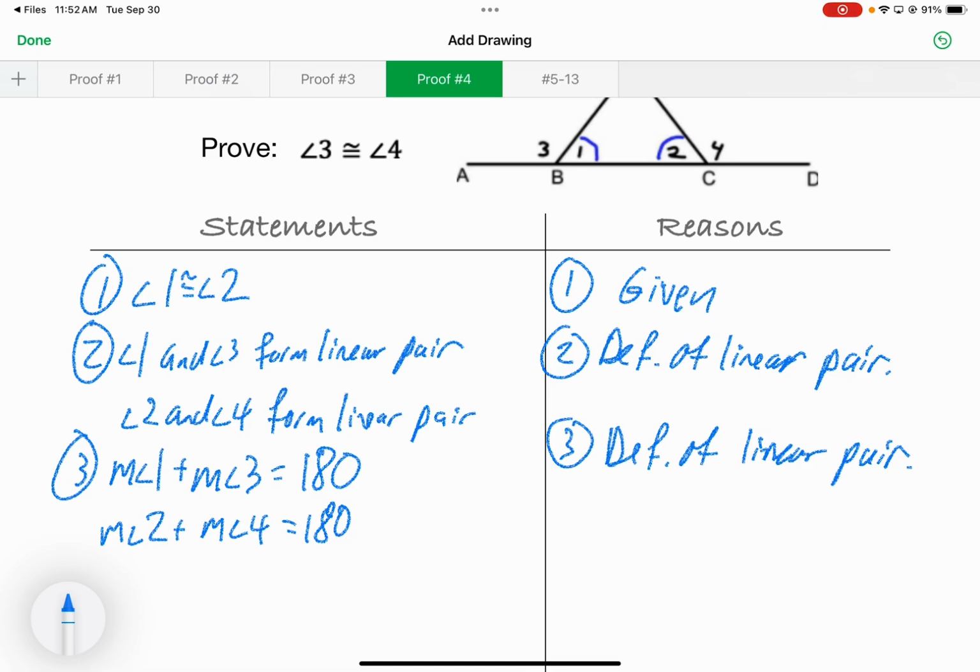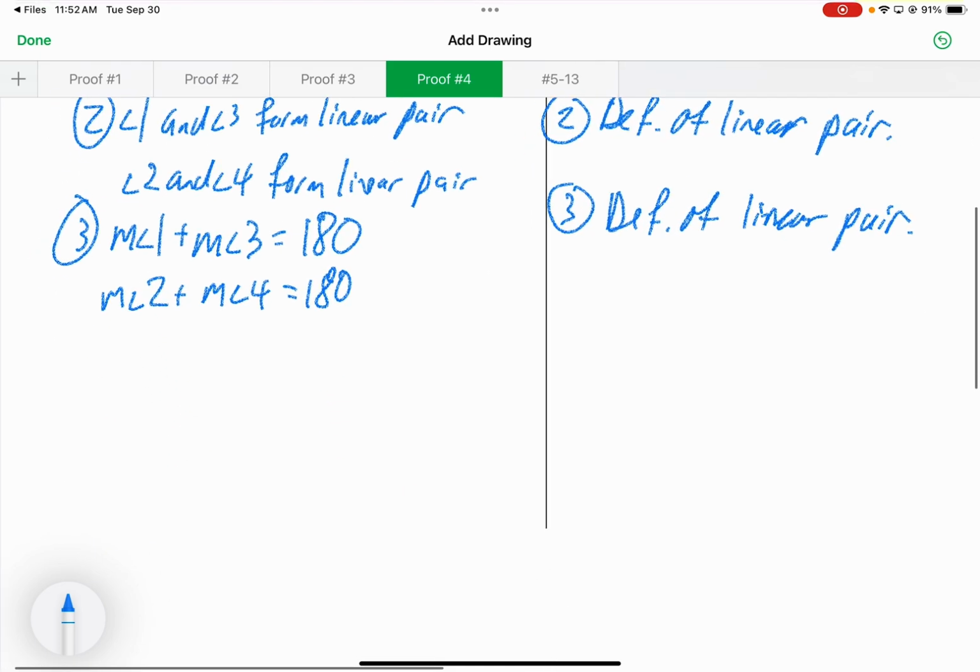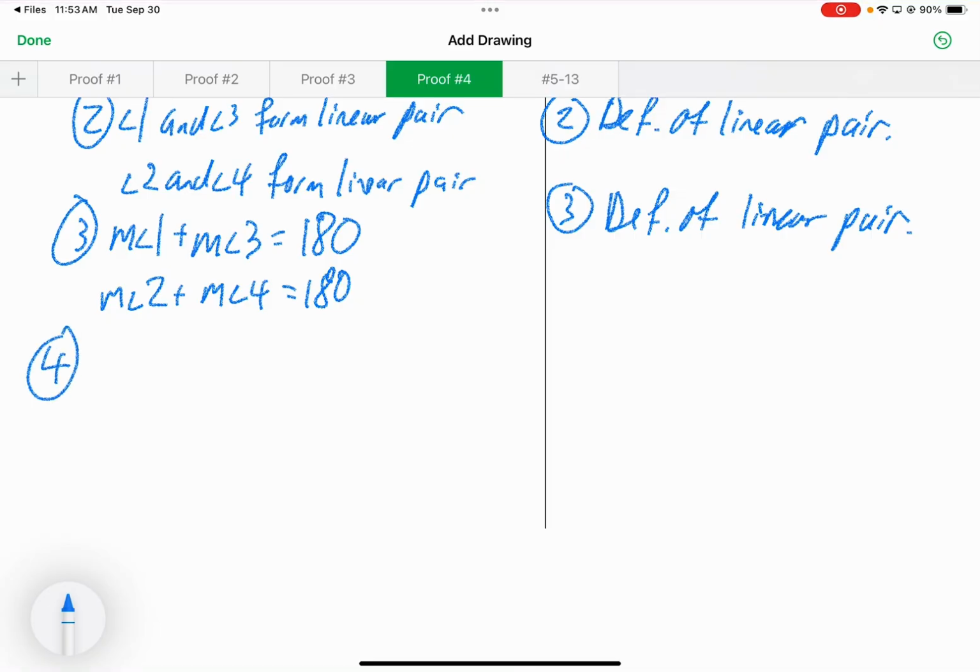What do I know if they're both equal to 180? They're the same. They're congruent. They're equal to each other, right? So then they're the same. So I could say that measure of angle 1 plus measure of angle 3 equals measure of angle 2 plus the measure of angle 4. Why?